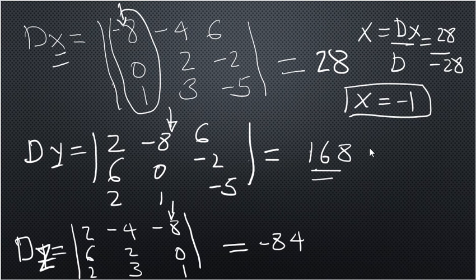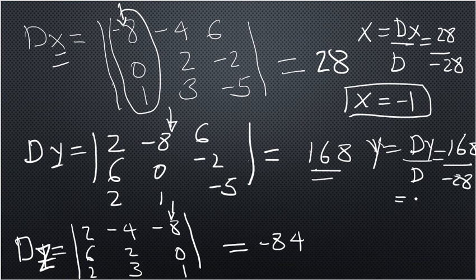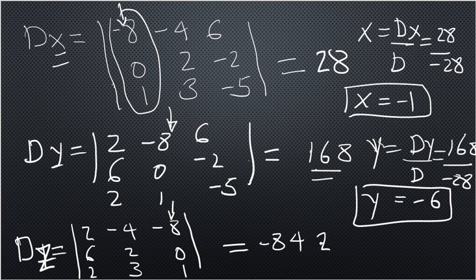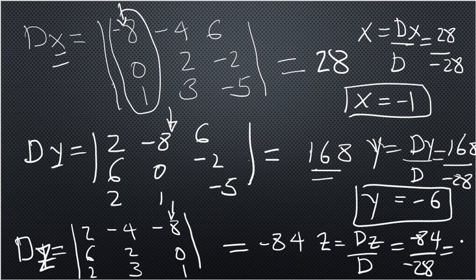And to find the y value, again, the same process will apply. The y value is equal to dy over d, where dy is 168, over -28. So it's going to be -6. That is the y value. And finally, the z value, which is dz over d, which is -84 over -28, which will be +3.